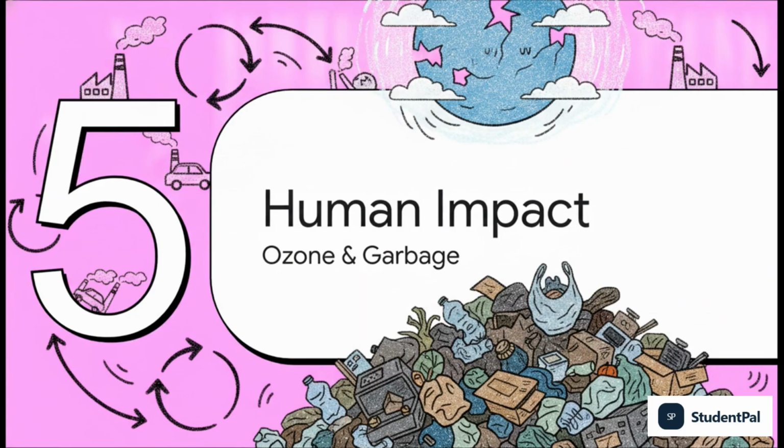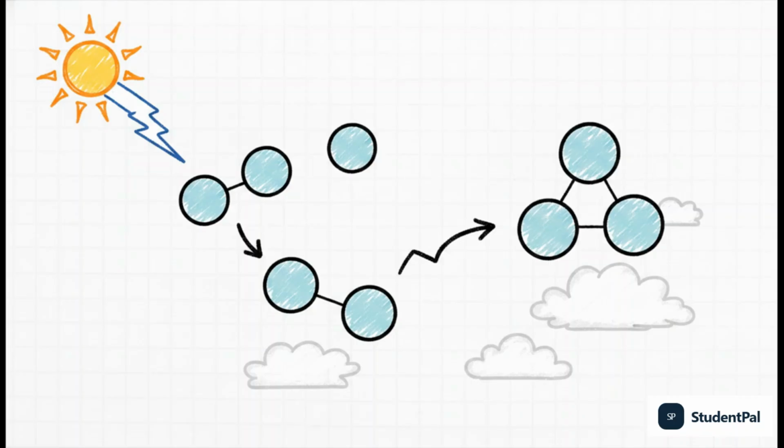Let's zoom out a bit for Section 5, Human Impact, Ozone and Garbage, Breaking the Rules. Now we're looking at the global scale to see how human activities are literally breaking the fundamental rules of our natural ecosystems. Way up in the higher levels of our atmosphere, ozone performs an absolutely essential function, even though down here at ground level, it's actually a deadly poison. So how is it formed up there?